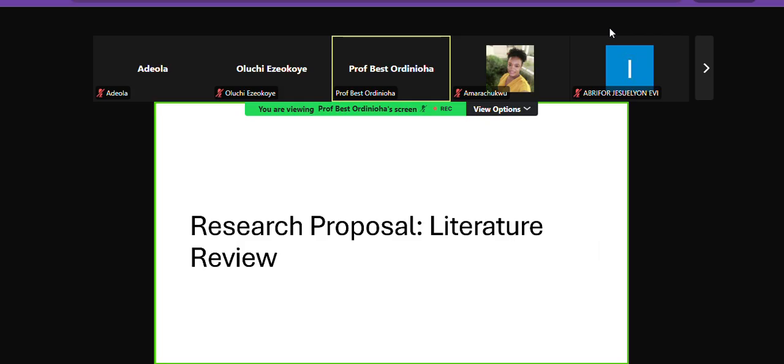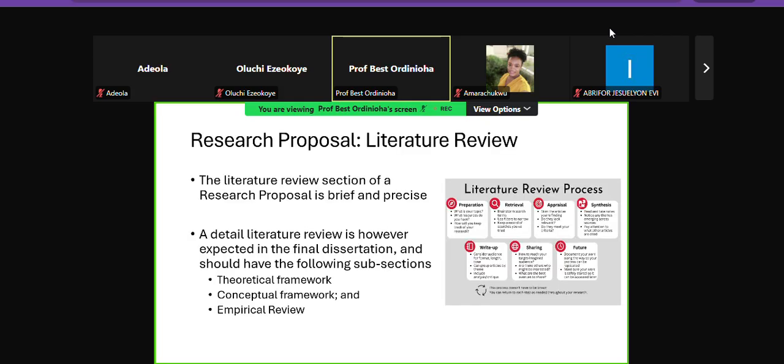Then the next we'll talk about will be the literature review. Literature review, we said, is probably the area that you are going to use to add bulk to your dissertation. And this literature review usually consists of three components: the theoretical framework, the conceptual framework, and the empirical review.